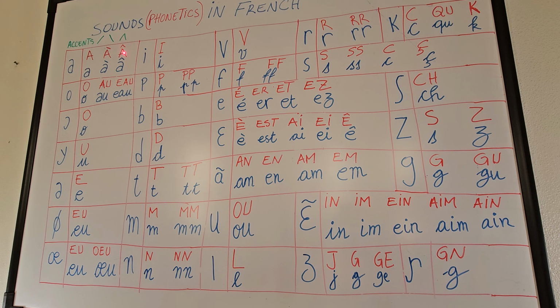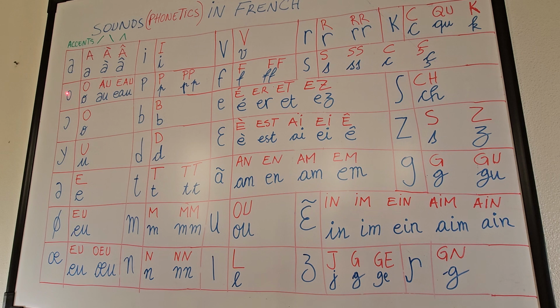Sometimes you might see those on top of e and a. For a start, we have the phonetic for a, and the sound is a. Without the accent it still sounds a, the a with the grave accent is still a, and the a with the circumflex accent is still a.